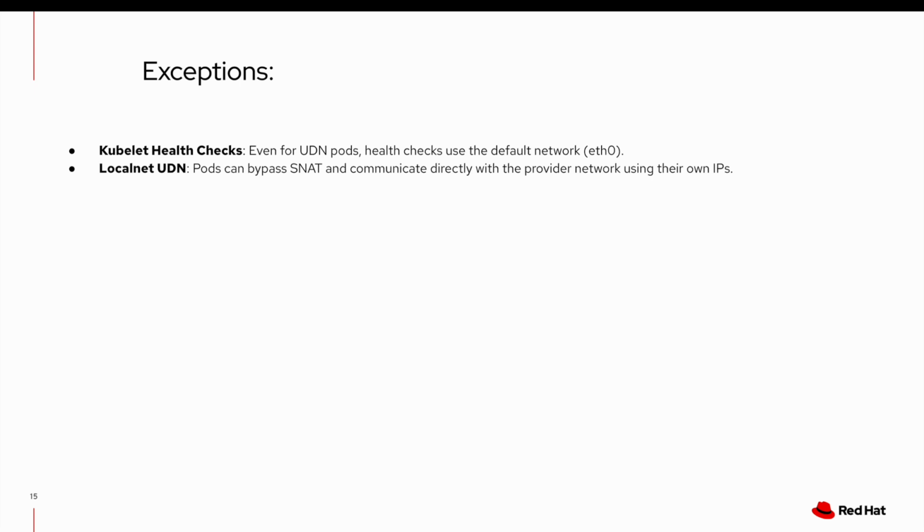So when I talk about exceptions, the exceptions of UDN include the Kubernetes health checks. As we all know, pods have a default network provided by OVN, which works on the interface eth0. But in the case of UDN, eth0 will only be used for Kubernetes health checks. And the second one is Localnet UDN. Localnet UDN bypasses the SNATing at the node level and communicates directly with the provider network using their own IP addresses.